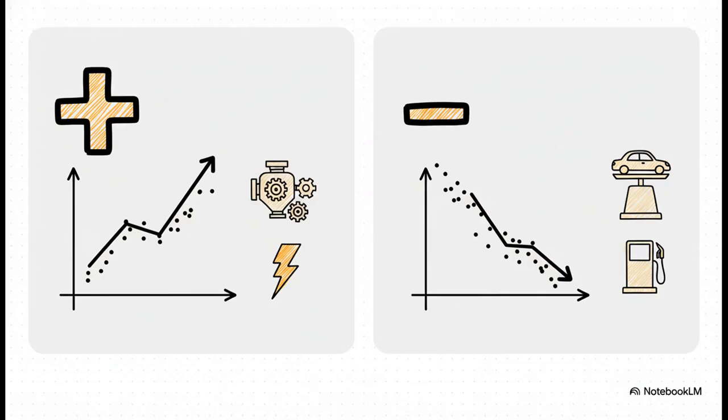You've got your positive relationships, where as one thing goes up, the other thing goes up too. Think higher horsepower, bigger engine. Makes sense, right? And then you have negative relationships, just like our car example. Heavier cars, lower MPG. As one goes up, the other goes down.